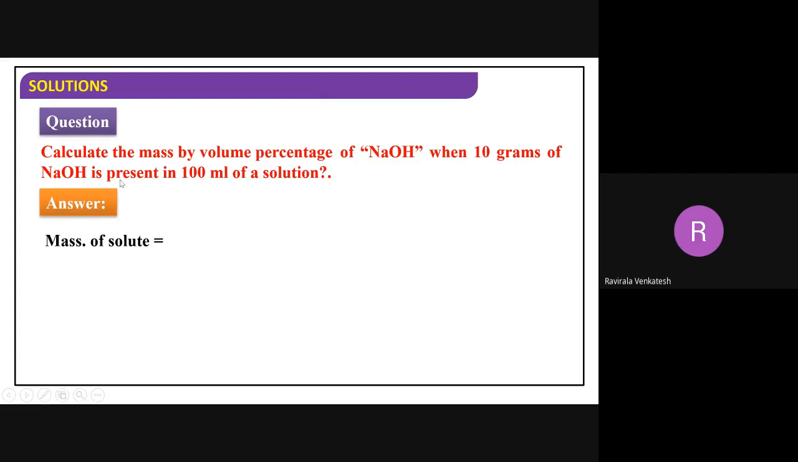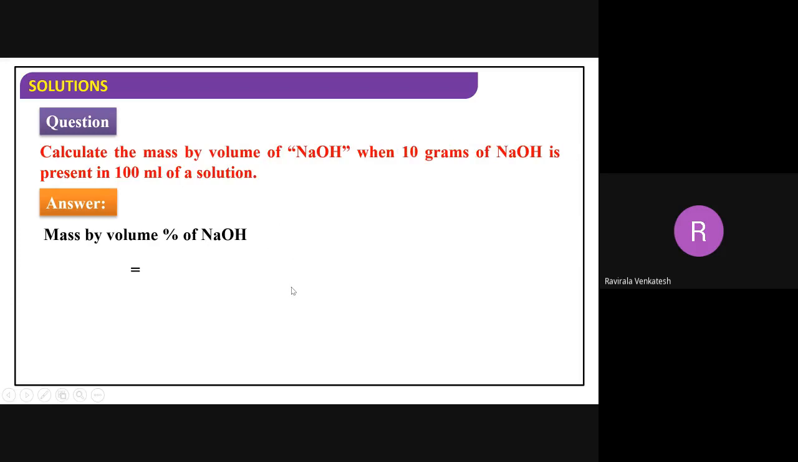I will take this problem. The mass of the NaOH solute is 10 grams and volume of the solution is 100 ml. Now substitute, you are going to get here, कितना आएगा आपको? 10% आएगा, isn't it? We'll substitute this one. Mass of the solute कितना हो गया? 10. Volume of the solution 100, into 100, कितना हो रहा है अभी? Mass percentage. Now you are getting 10 here.